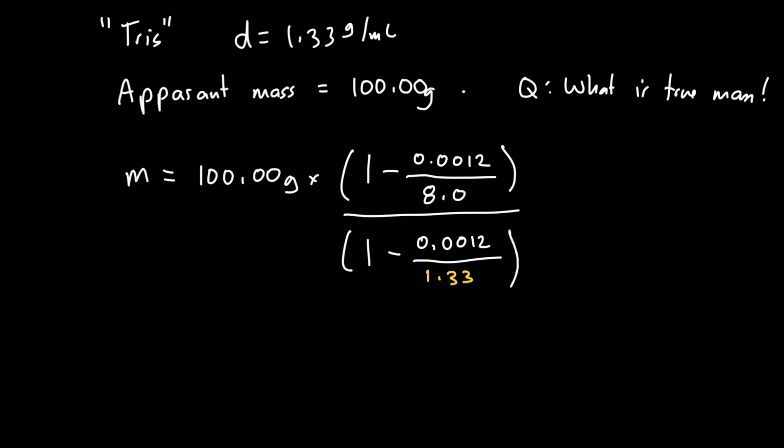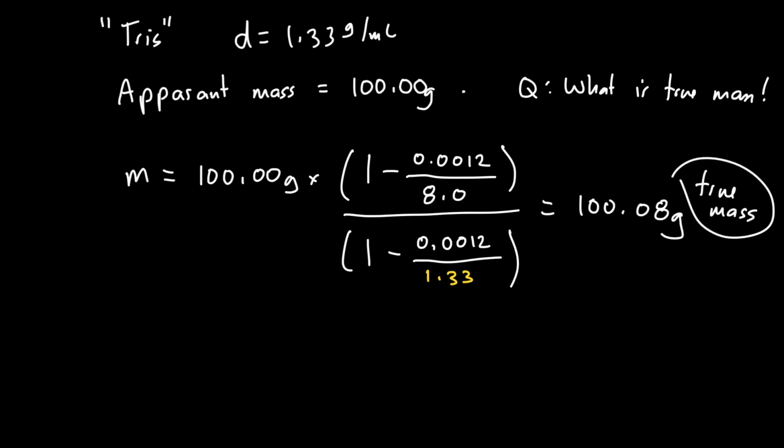So let's go ahead and crunch that on our calculator. Maybe you can pause and double check and see if you get the same number. Alright, I get 100.08 grams is the true mass. So that's pretty amazing. So our balance says 100 grams, but when we apply this correction factor, it's really 100.08 grams. So you're looking at a 0.08% difference there.